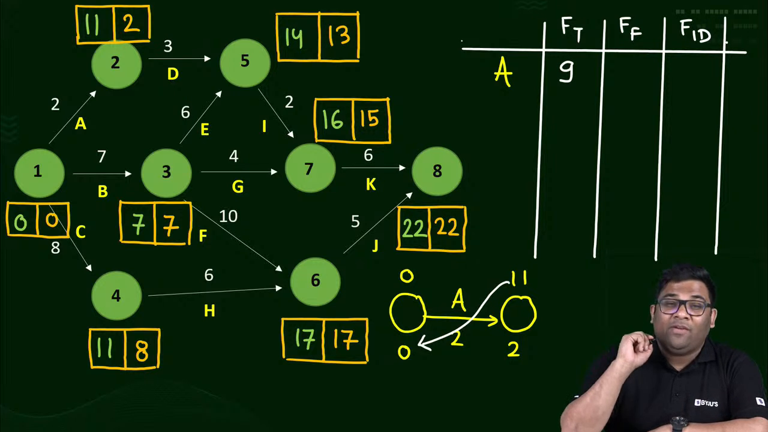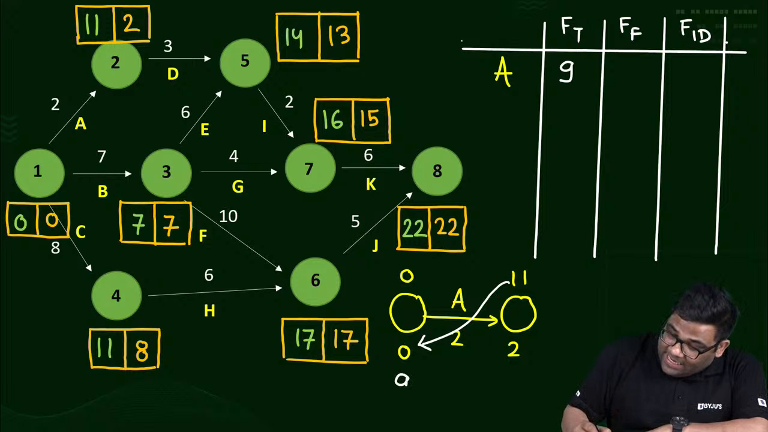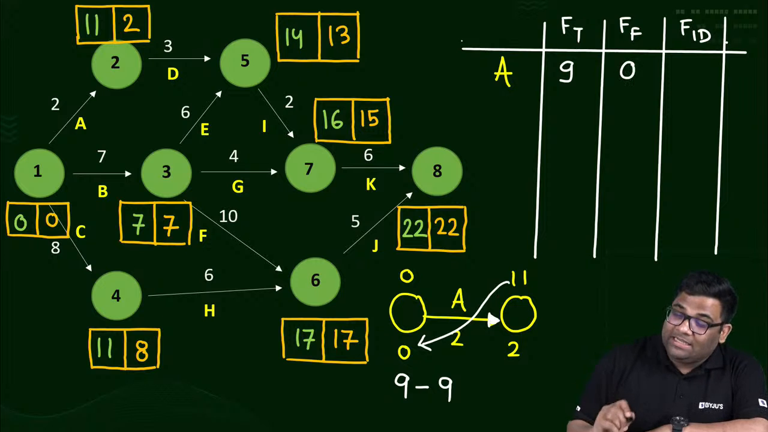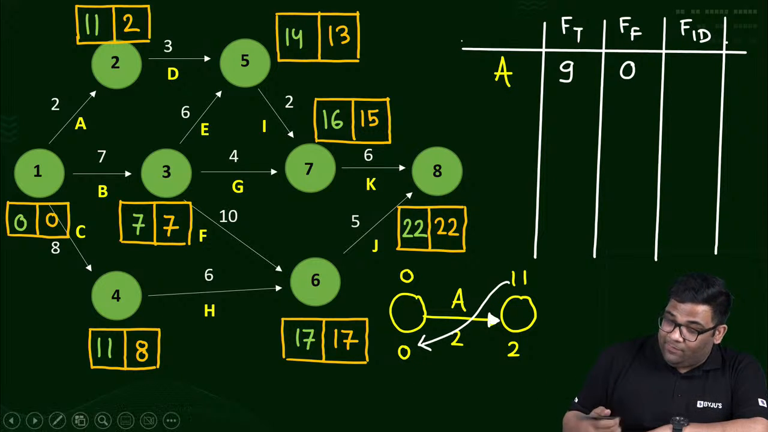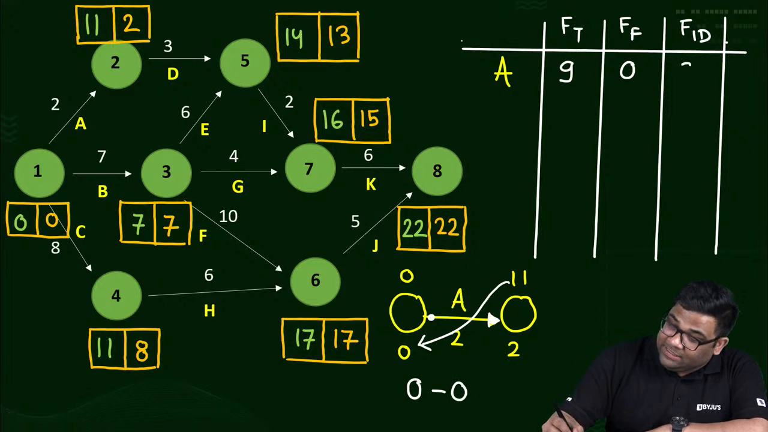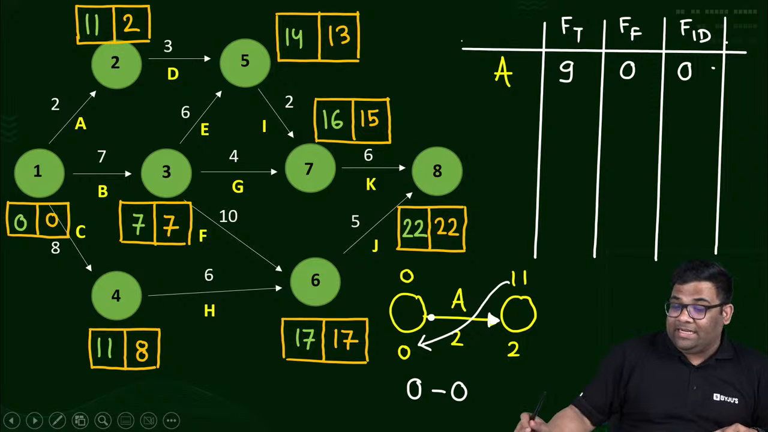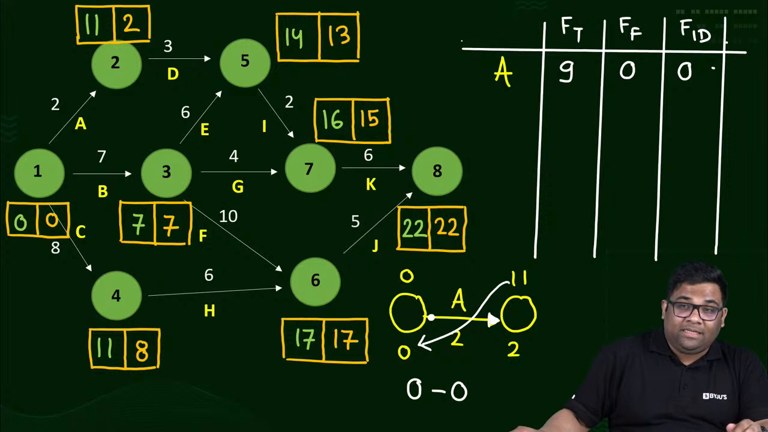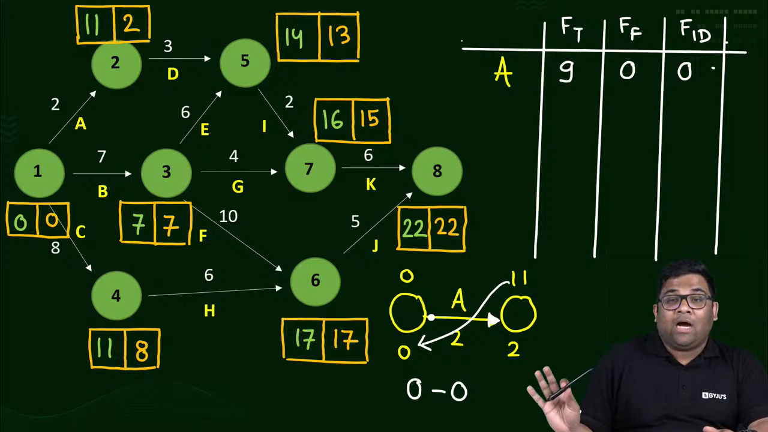Yes. Then the free float is 9 minus the slack of the head event. Now slack of the head event is how much? 9. So 0. And what is the independent float? Independent float is free float minus slack of the tail event, which is 0. So 900. Any doubt in finding the total float, free float and independent float of activity A? Please tell me in the comment section. Any doubt for the first one?